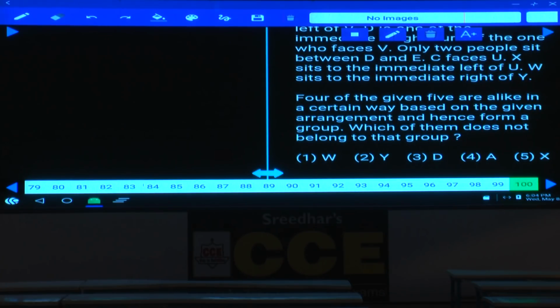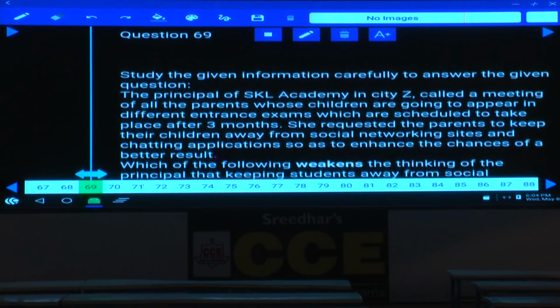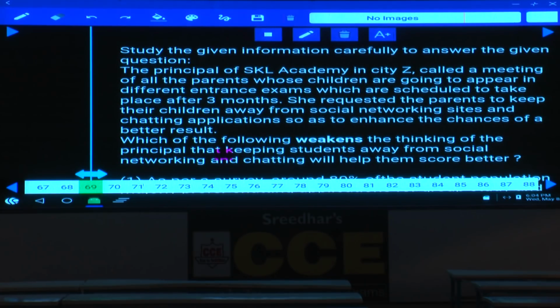Then question number 69. What is your answer here? Question number 69. Now in this 69, the principal of SKL Academy called a meeting of all the parents whose children are going to appear in different entrance examinations, which are scheduled to take place after 3 months. She requested all the parents to keep their children away from social networking sites and chatting applications so as to enhance the chances of a better result.